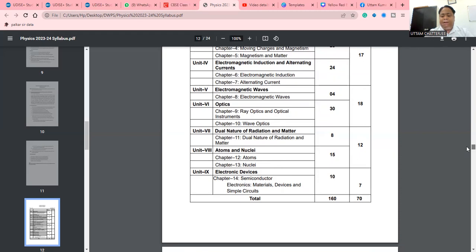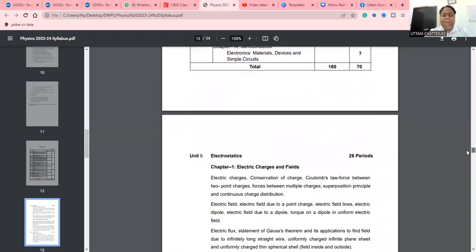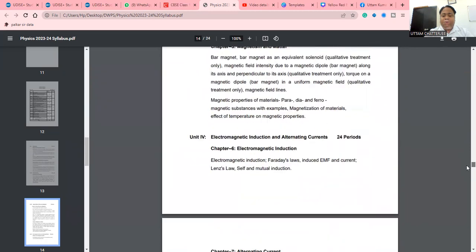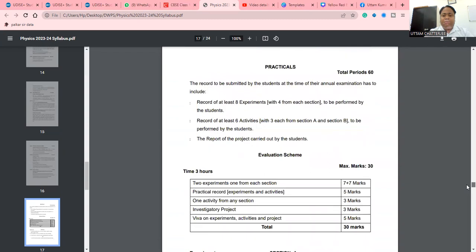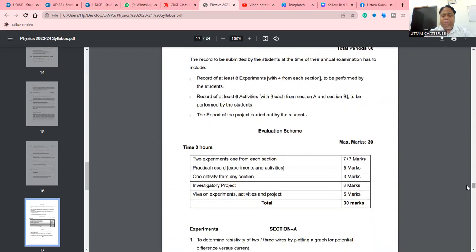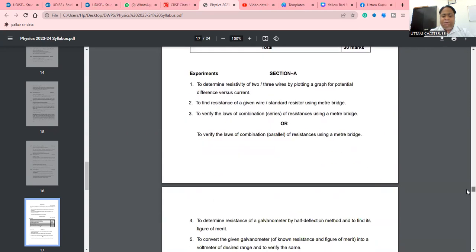Theoretically, the weightage of the syllabus is 70 marks and 30 marks are for practicals. Practicals are divided into 2 semesters, section A and section B. 60 periods are required, out of which 30 marks will be given. In section A, in the first 6 months, you will be able to find the resistivity and plot the graph related to the potential difference and the current.